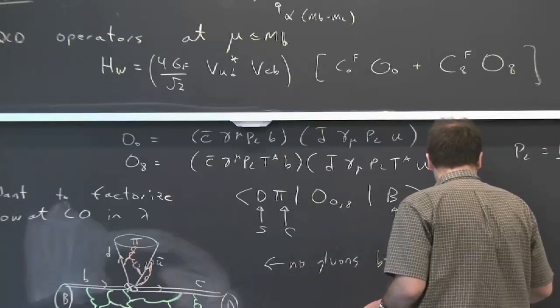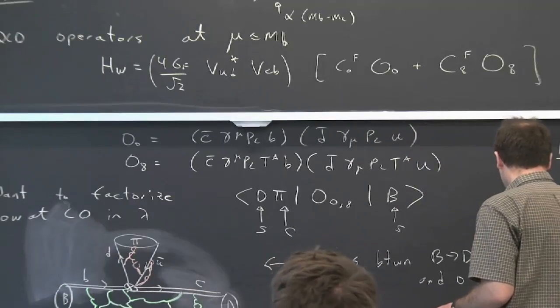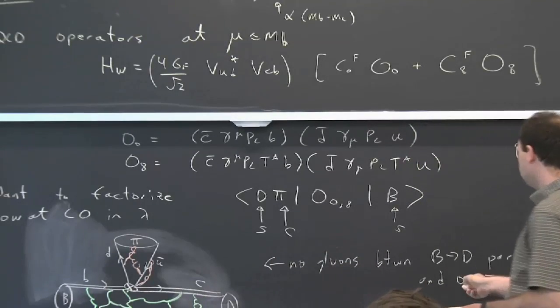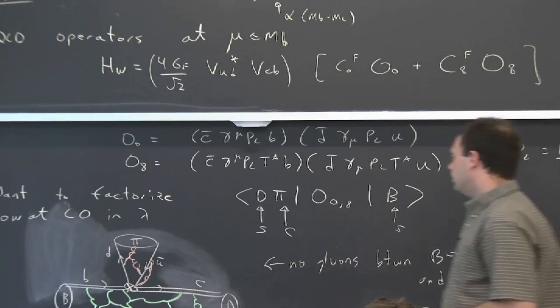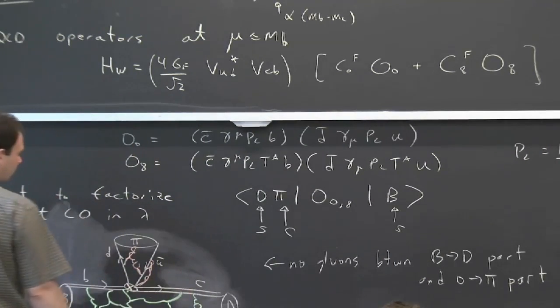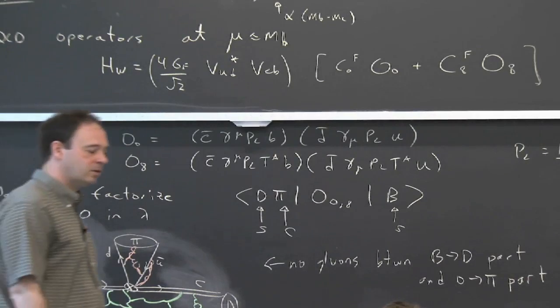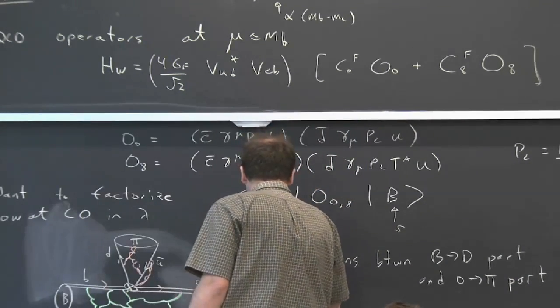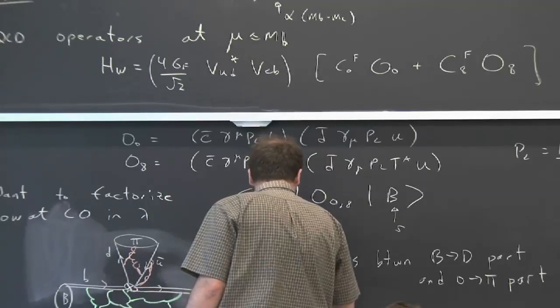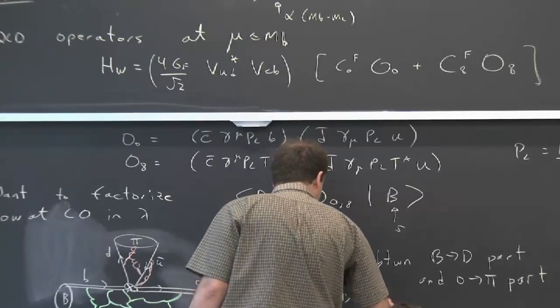So that it effectively factorizes into a matrix element that's like a B to D transition and a vacuum to pion transition. So you can even guess what kind of objects this would depend on. If you have something like this green thing, that's a B to D form factor. So we expect a B to D form factor.